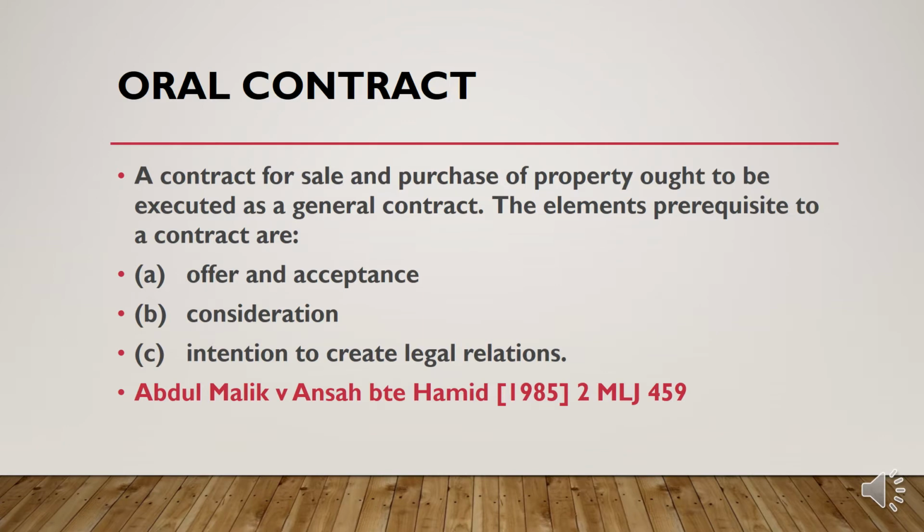An oral contract. A contract for sale and purchase of property is normally a written contract, but as I said, we have oral contracts here in Malaysia. So it is a general contract. So when we have a general contract in existence, then we are bound by the contract rules. The elements prerequisite to a contract are offer and acceptance, consideration, and intention to create legal relations. More details can be found in the case of Abdul Malik and Ansar binti Hamid, 1985, 2 MLJ, page 459.